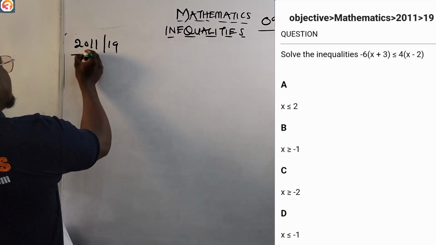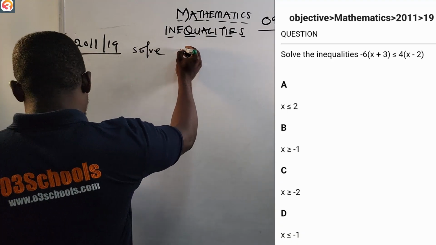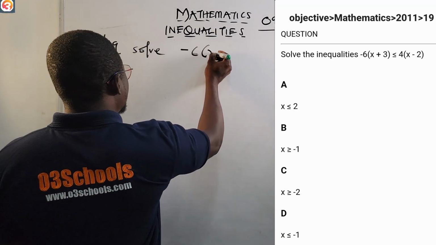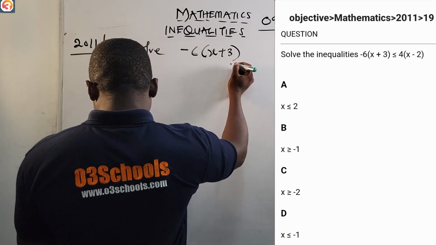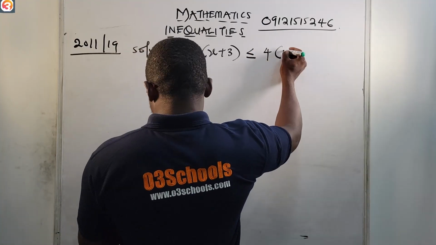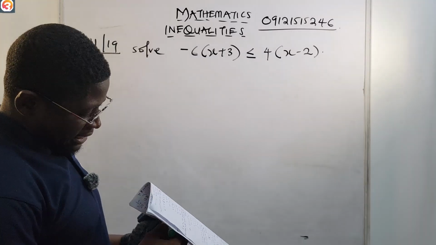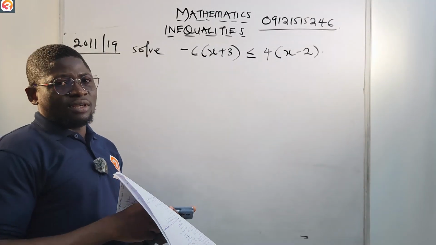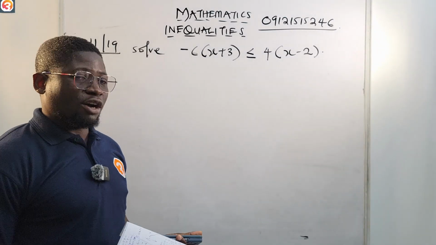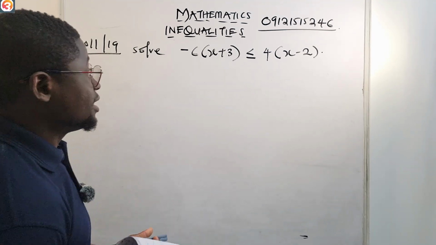2011 number 19. So we're told to solve minus 6 into x plus 3, less than or equal to 4 into x minus 2. I'll deliberately make a mistake in this part. I want you to spot it out. I'll deliberately make a mistake, so I know what I'm doing, before you think I don't know what I'm doing.